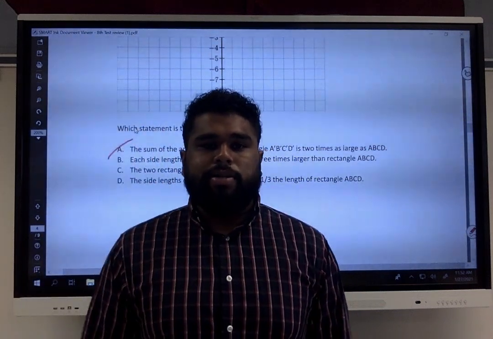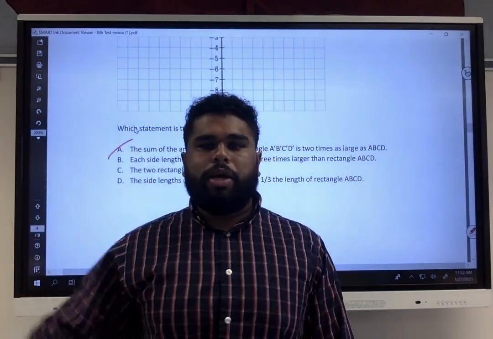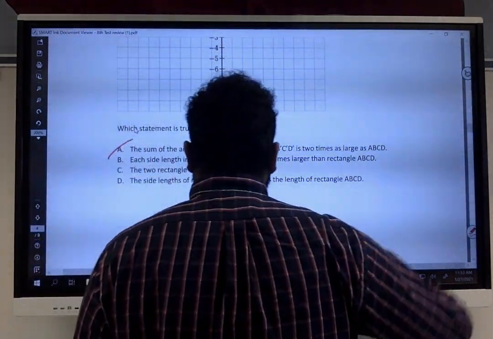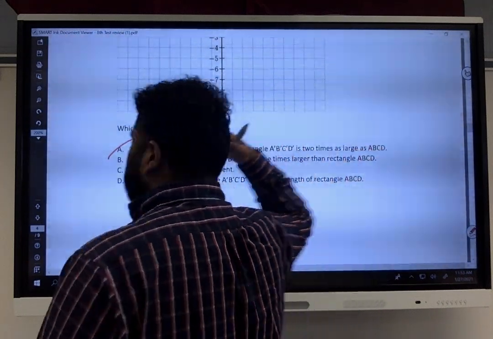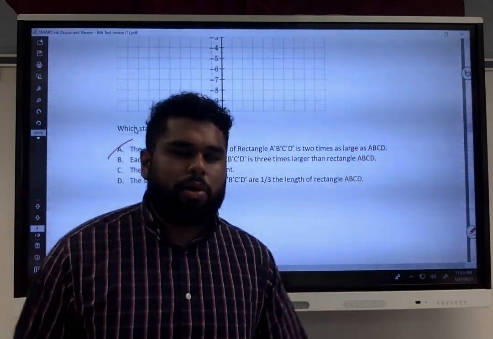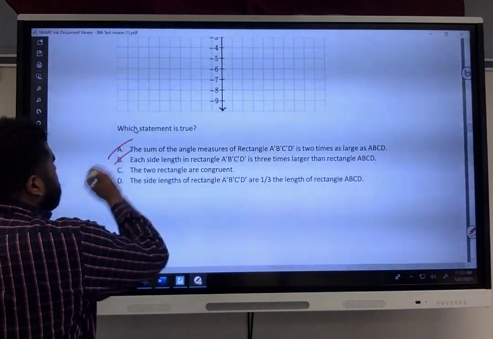Next, each side length in rectangle A'B'C'D' is 3 times larger than rectangle ABCD. Again, if I'm standing like this, and I'm just this tall, and I do a 180 degrees turn, I'm still this tall. I didn't change. I didn't get any bigger or smaller. So no, that's not it.